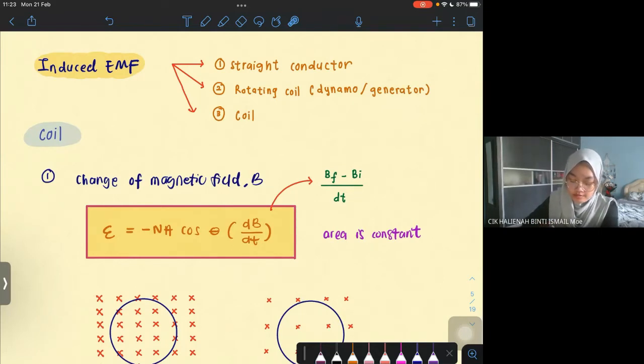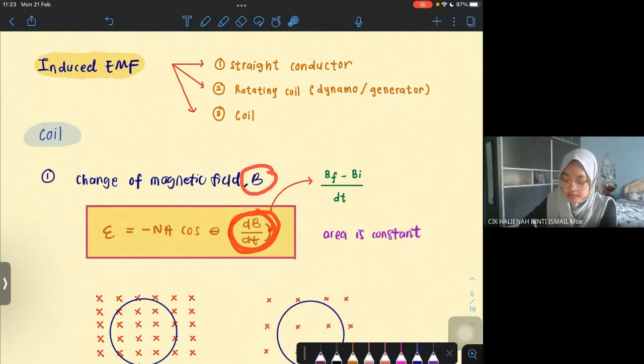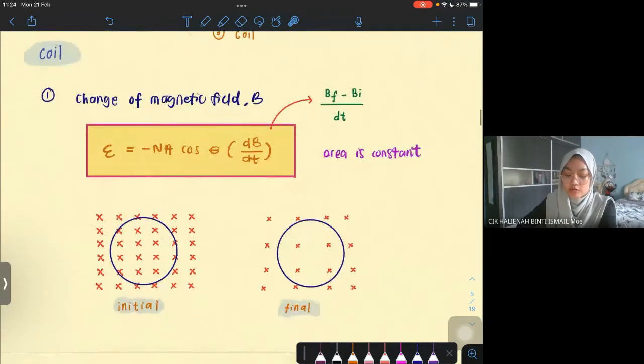First one is when there is a change in magnetic field. So to find the induced EMF in the coil, we will use this formula, where negative NA cos theta dB over dt. Since the magnetic field changes, that's why we use dB over dt. So the area will be constant. The change in magnetic field is just the magnetic field final minus the magnetic field initial, divided by the change in time.